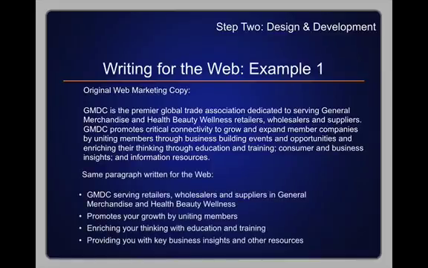Here's what it would look like. Bullet points that are direct. Serving retailers, wholesalers, and suppliers in general merchandise and health and beauty wellness. Now, this whole idea of general merchandise, health and beauty wellness is a trade association type phrase, so people on the site would understand that. But they need to know that the key thing here is that they serve these folks, that they're serving these retailers and wholesalers. And the second bullet item is the concept that they're helping them grow.